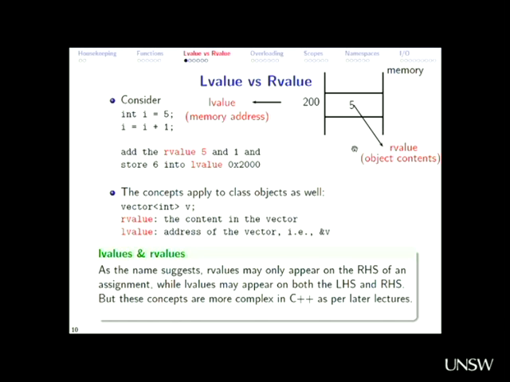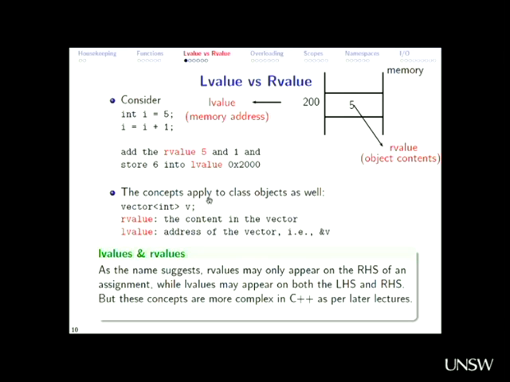Okay. And so when we say in the second line here, i is equal to i plus 1, we're saying add the R value 5, so not 200, add the R value 5 and 1, and store that result, which is 6, into the L value, memory address 200. Okay?